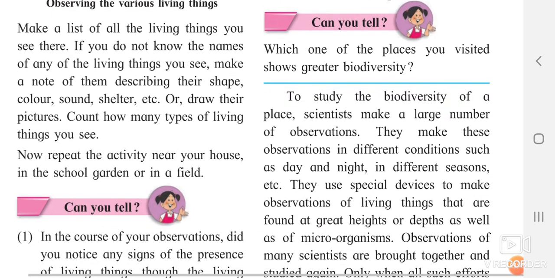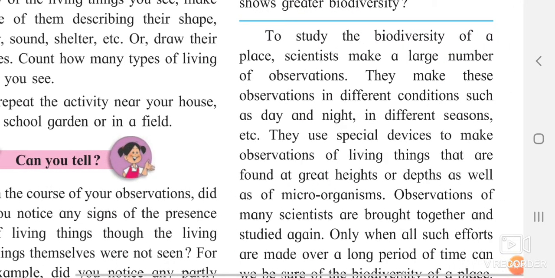Now, to study the biodiversity of a place, scientists make a large number of observations. Before they introduced this biodiversity, what did they do? Scientists first studied that particular area and made a lot of observations. They made these observations in different conditions. They did it in the rainy season, in winter, and in summer.